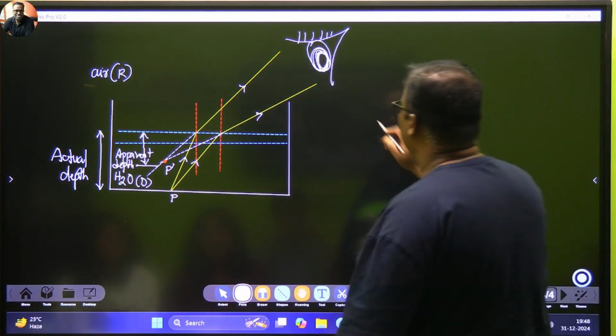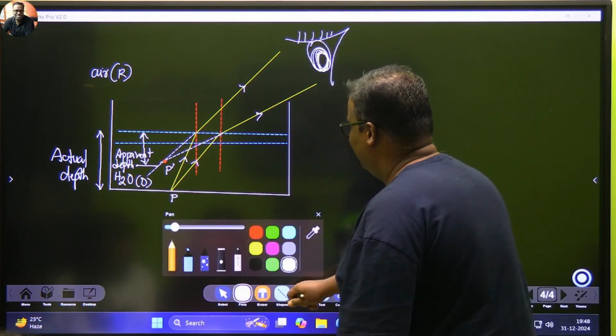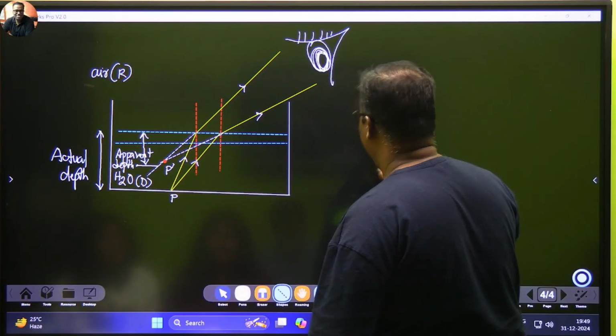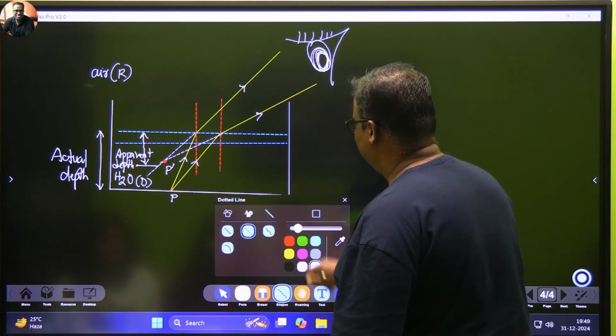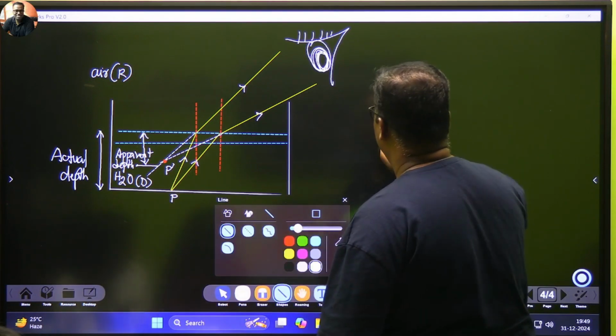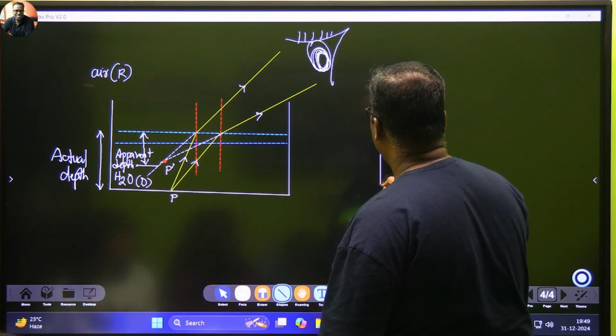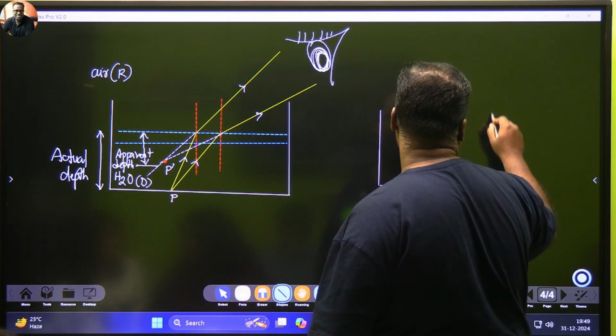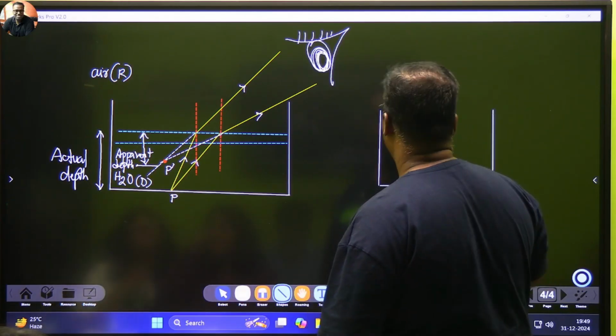So you want to see how a stick appears to be bent. So let's see how does a stick appear to be bent. Okay. These are all the effects of refraction in our daily life. So you have got water out here.